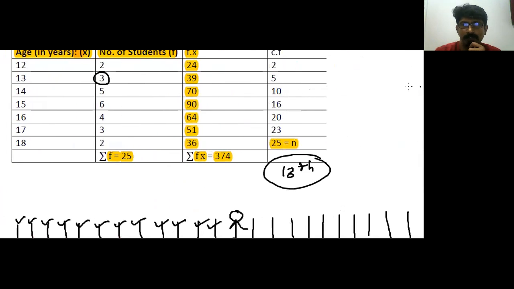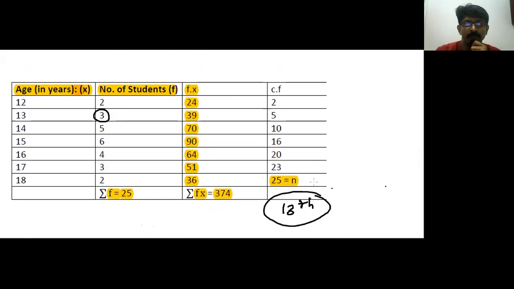Okay, students. So just 1 minute. Let me just arrange my window over here so that you'll be able to see.